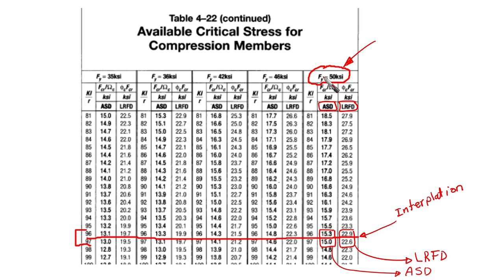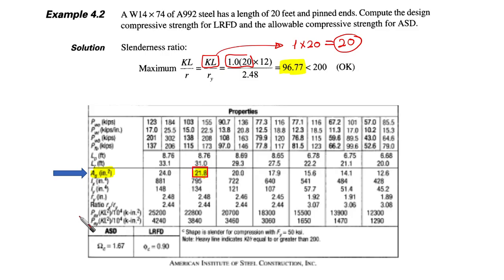If you go to table 4.22, you're going to find that KL over R is given in integers: 81, 82, and so on, up to 96. For example, in our case it is 96.77, right?